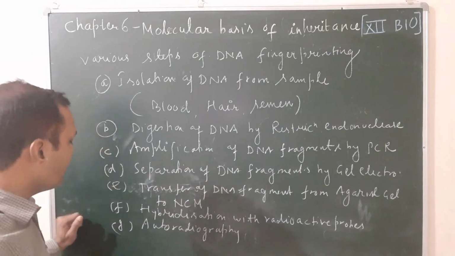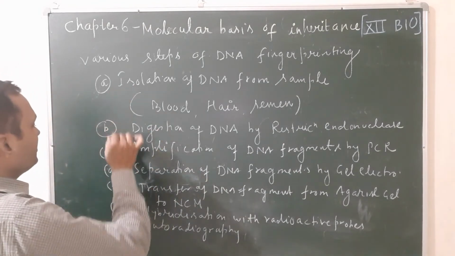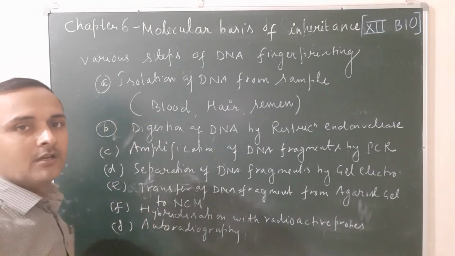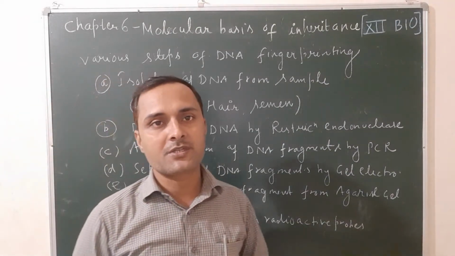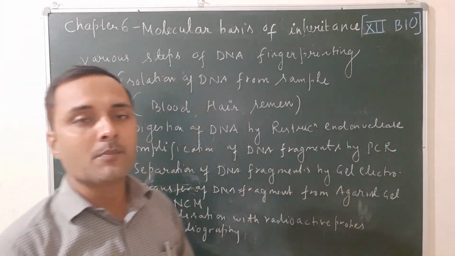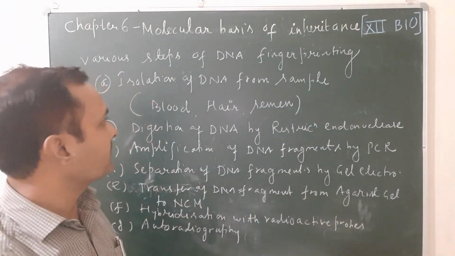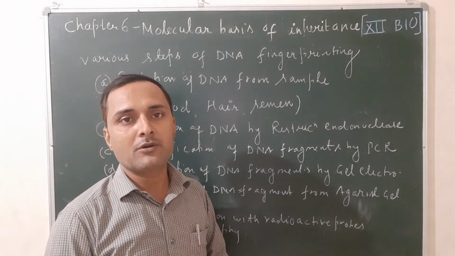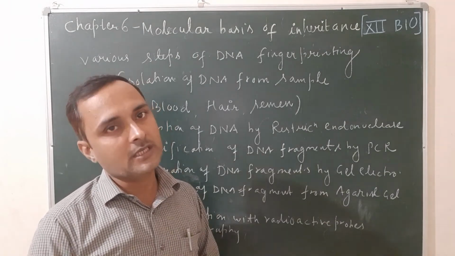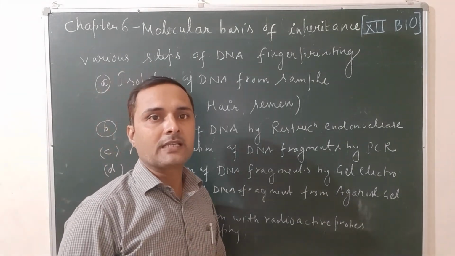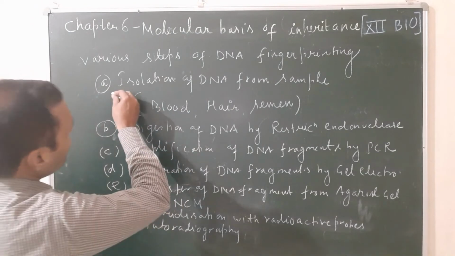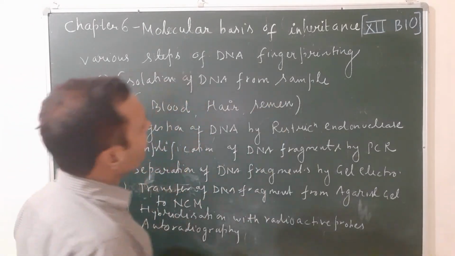So how many steps can you see in total? 1, 2, 3, 4, 5, 6, 7. So in total there are 7 steps that make up the complete process of DNA fingerprinting. Once again, let us see these steps one by one. Then we will discuss the details of each step in the next class. Let us see step 1: isolation of DNA from the sample.